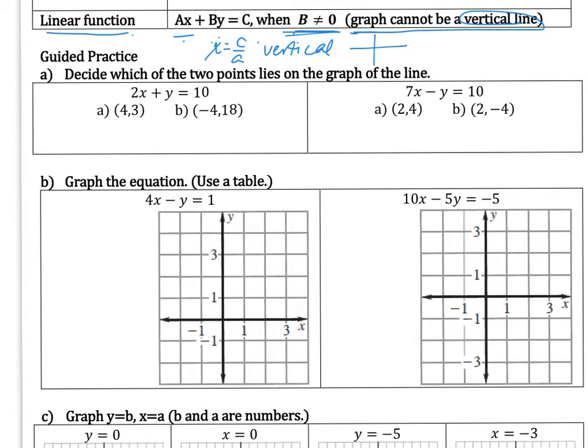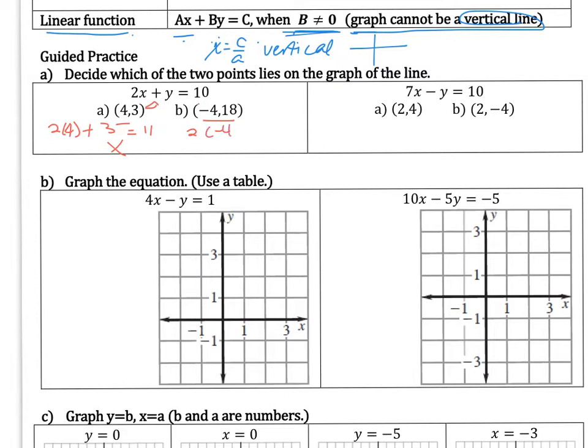Let's practice. Part A, decide which of the 2 points lies on the graph of the line. So basically you just have to substitute the coordinate points into the function and see which one works. For the first one, if I sub in 4 into x and 3 into y, what do I get? 11. It does not equal 10, so it can't be a.